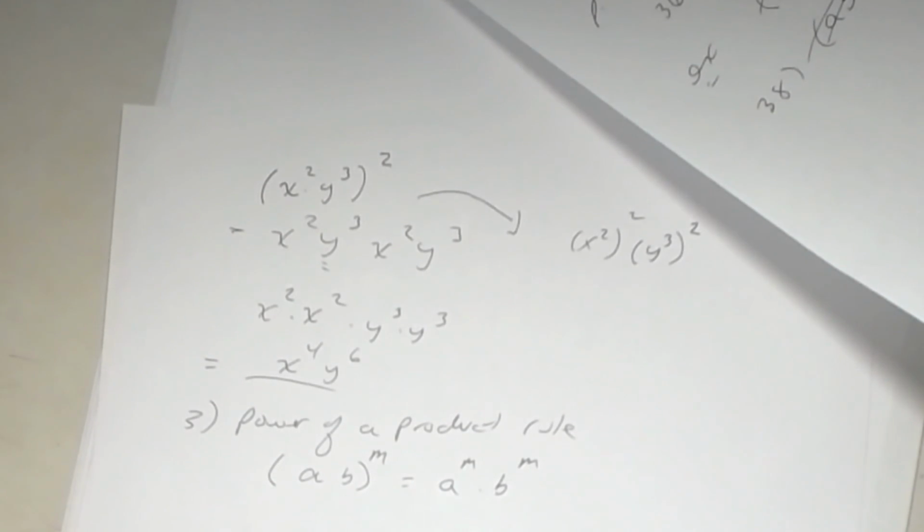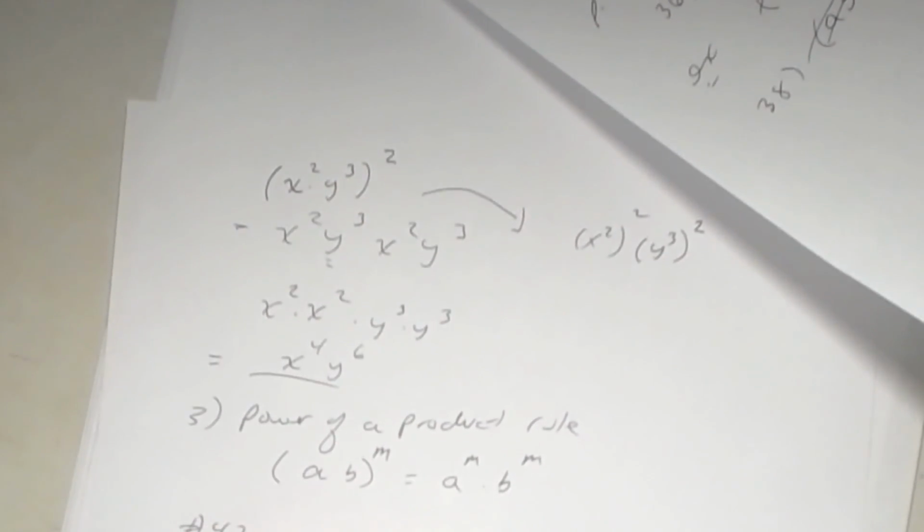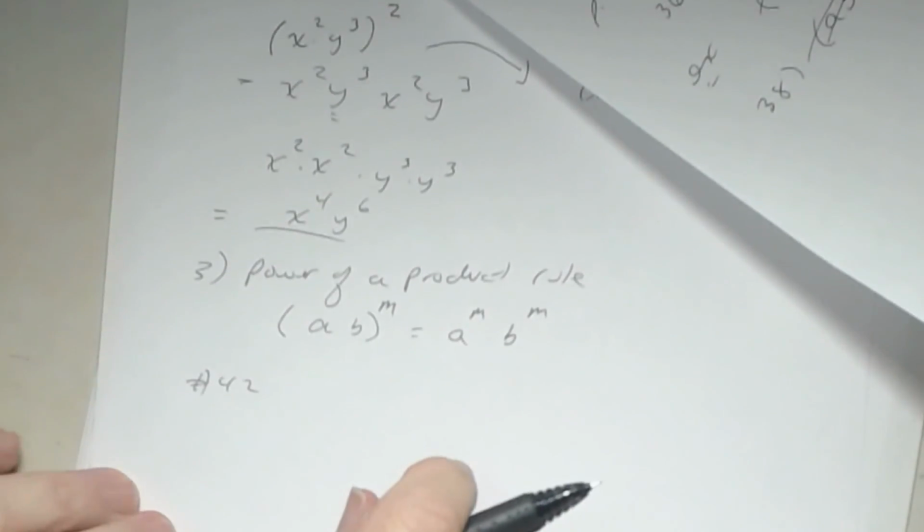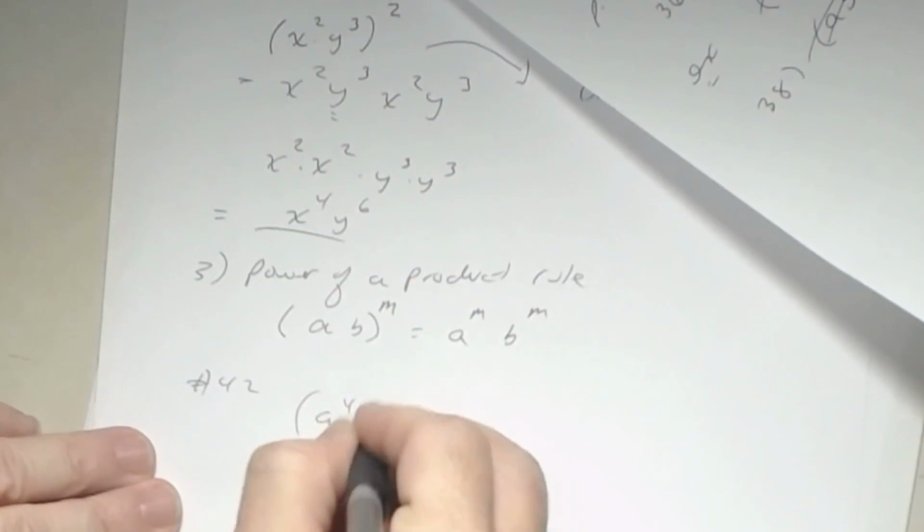So this is going to be number 42. In 42, you have a to the 4th b all raised to the 7th. Now don't do this. Don't say a to the 4 times b, a to the 4 times b, a to the 4 times b, 7 times. Don't do that. What rule are you using here? Power of a product. And the power of a product also involves the power rule.